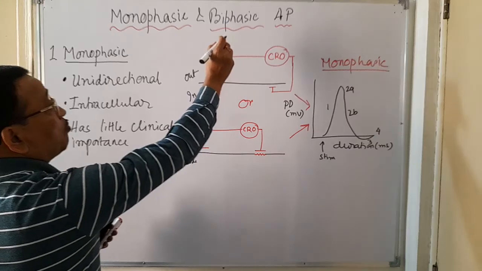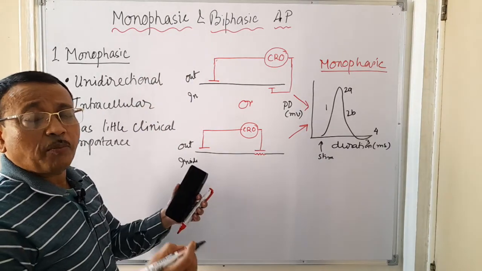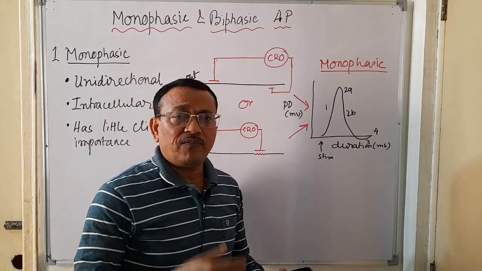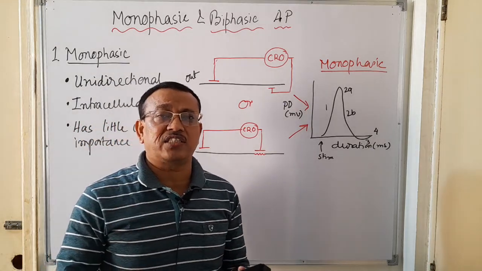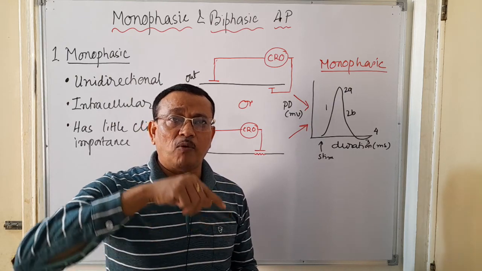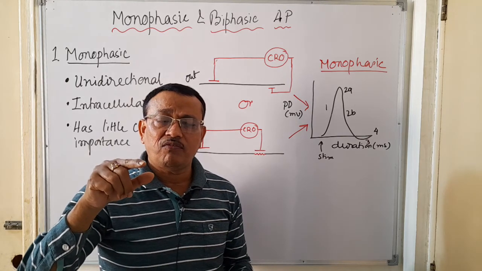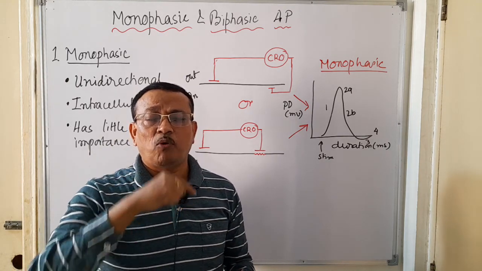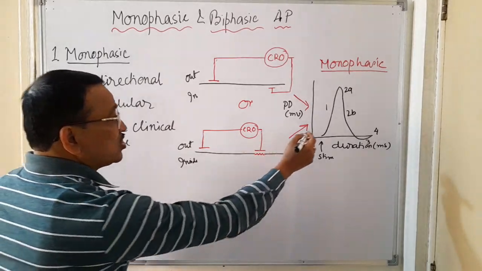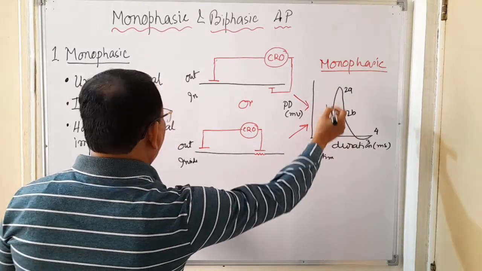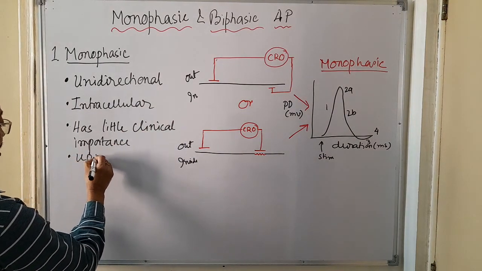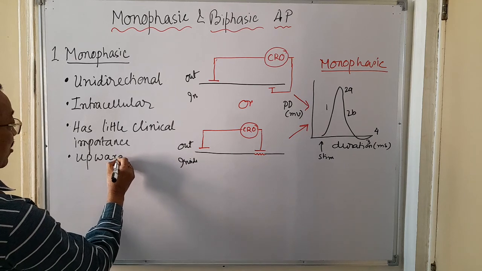Now regarding the biphasic action potential. So what is biphasic action potential? From the name it implies, biphasic means it is bidirectional. So the action potential can be recorded both as an upward deflection followed by a downward deflection, in the positive direction and the negative direction. Here it is in the positive direction or upward deflection. So in this case, the monophasic one is the upward deflection.